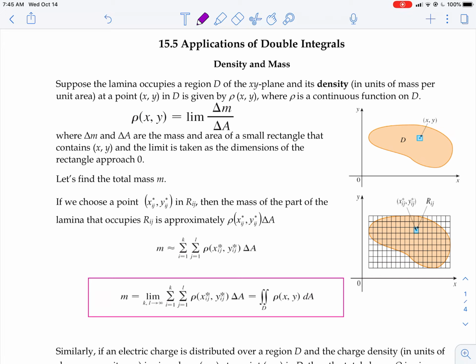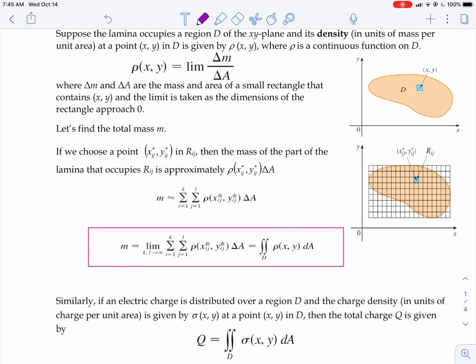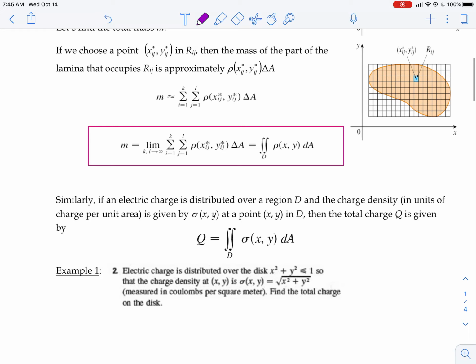Right? If we choose a point in our region, then the mass of the part of the lamina that occupies R is approximately rho of x, y delta A. And so we can just say our mass is the sum of all of our regions together of our function times delta A, and that is just going to be the double integral of rho of x, y dA. So if I want to find the mass of a piece of lamina, all I have to do is take the double integral of that function, and that gives me the total mass.